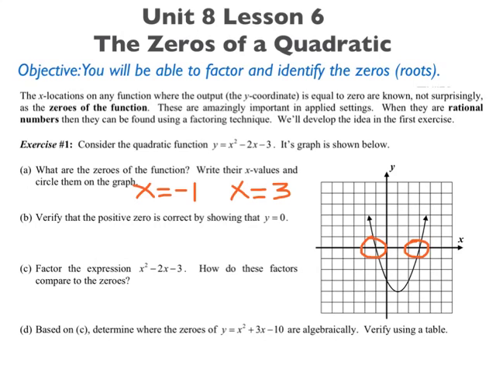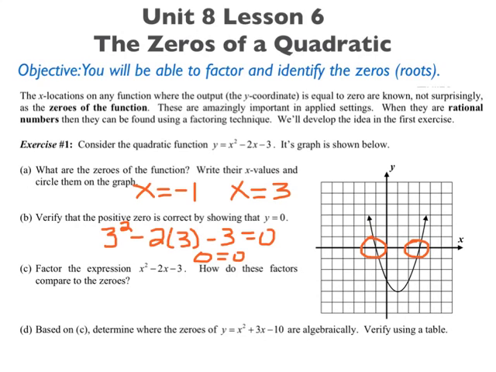Verify that the positive zero is correct by showing that y equals 0. So I'm going to go ahead and plug in the number 3. 3 squared minus 2 times 3 minus 3 equals 0. Let's do the math. 3 squared is 9. 9 minus 6 is 3. 3 minus 3 is 0. So the left side equals 0 and the right side equals 0. That's how I know that the root is true.